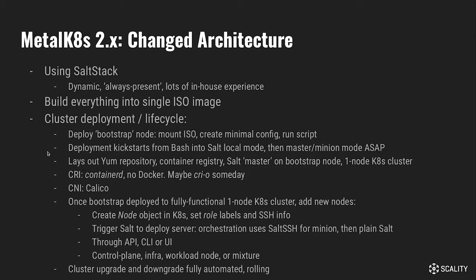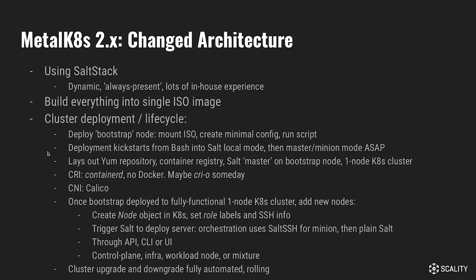We are currently using Containerd as a CRI, not using Docker. Despite in Metal 1, we are using Docker. And we have been looking into CRI-O instead of Containerd, maybe someday. It doesn't really make that much of a difference anyway. As a CNI, we stick with Calico, which is the overlay network. And then once you've been bootstrapped, you have this fully functional 1-node cluster.